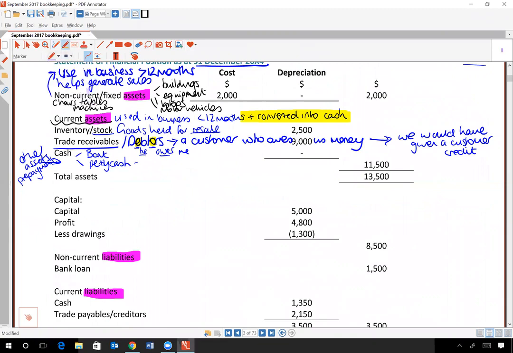The first one is capital. Then we've got non-current liabilities, and then we've got current liabilities. So let me go through what these mean. Capital is money injected into the business by the owner. So this is money injected into the business by the owner.